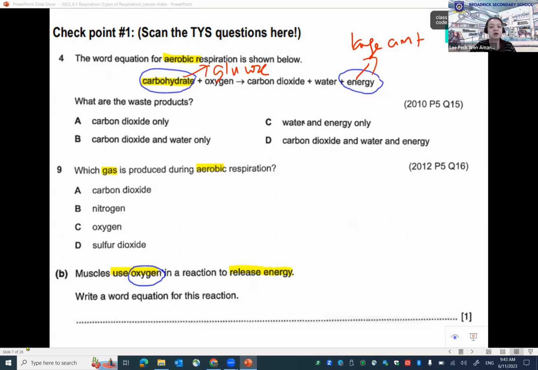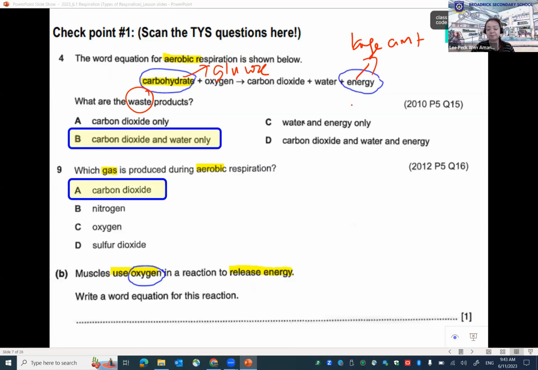All right. So therefore, what are the waste products? So what are your metabolic products? Therefore, your answer, if you know it, okay, is carbon dioxide and water, because we're talking about aerobic respiration. All right. Now, which gas is produced during aerobic respiration? I think this is quite clear cut. The gas is carbon dioxide.